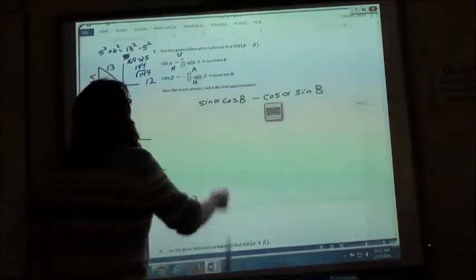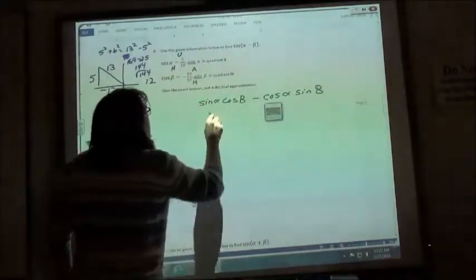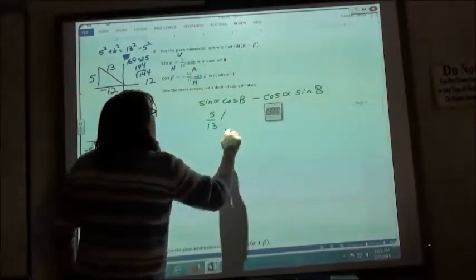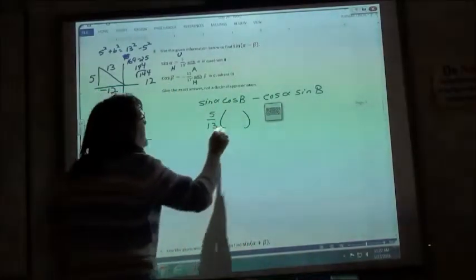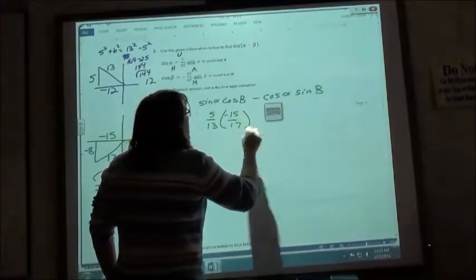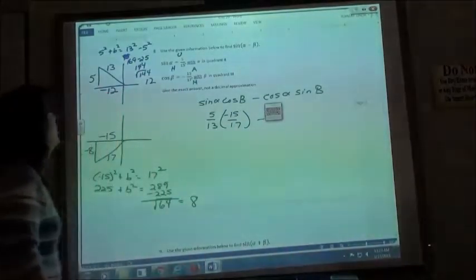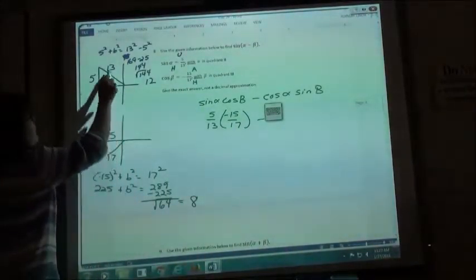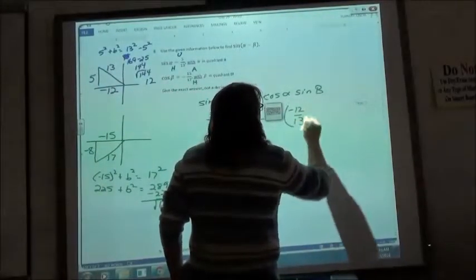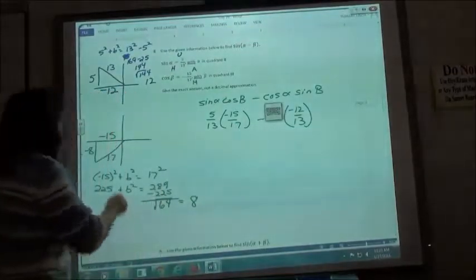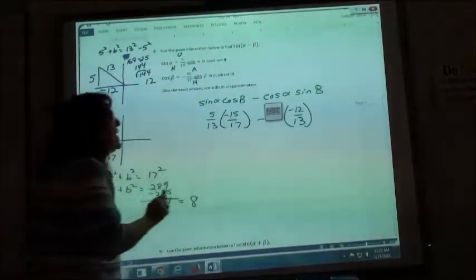So looking here, sine of alpha was the 5/13. Cosine of beta, negative 15/17. Minus cosine of alpha would be negative 12/13. Sine of beta is going to be negative 8/17.